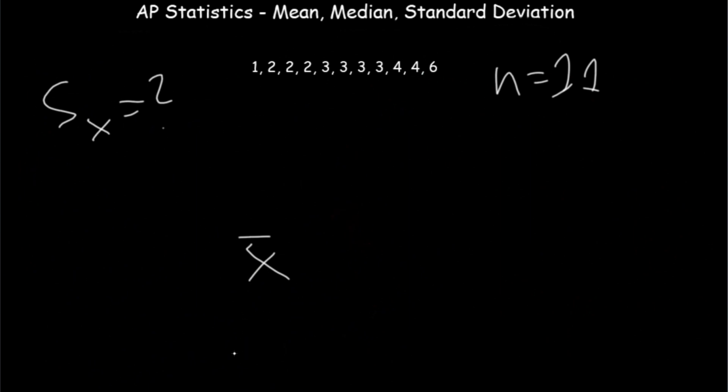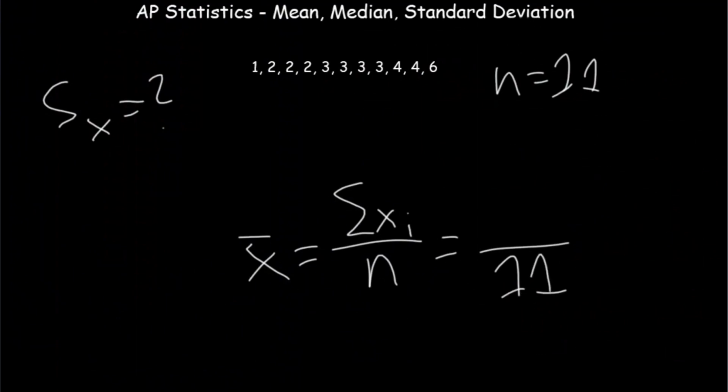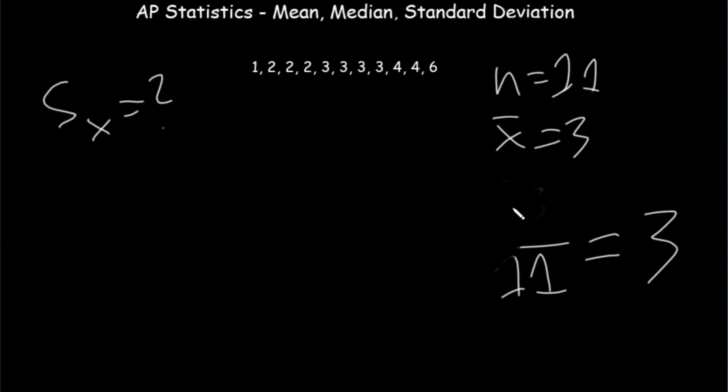And we already know how to calculate the mean, right? The sum of all the values divided by n. So if you put this in the calculator, you would get 33. And your mean is going to end up being 3. So that's your mean. Let's go ahead and write that down actually. Our mean is 3, just so we don't forget. Now we have all the variables we need to figure out what the standard deviation is.